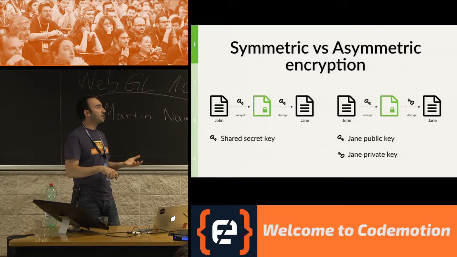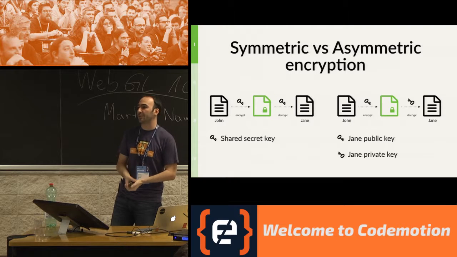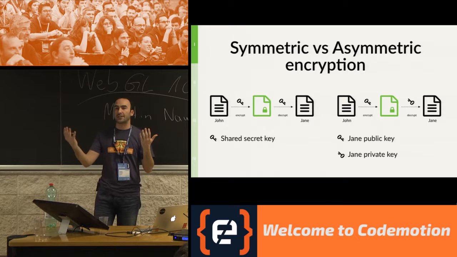The asymmetric encryption is based on public and private cryptography. And the idea is that you have a public key and a private key.